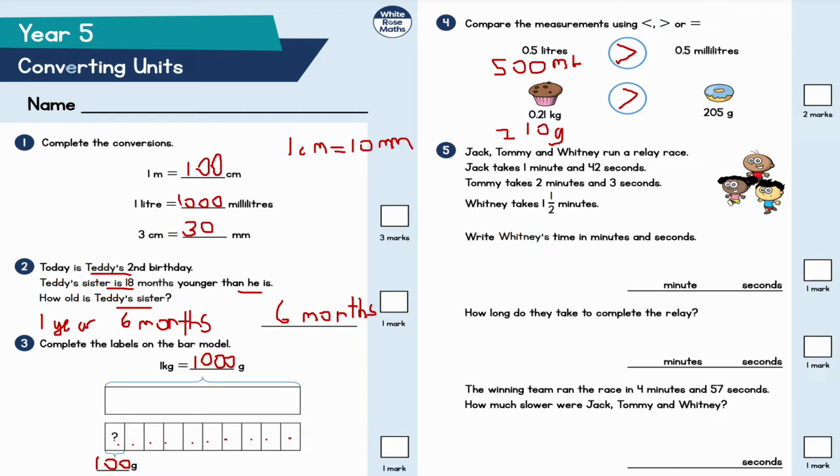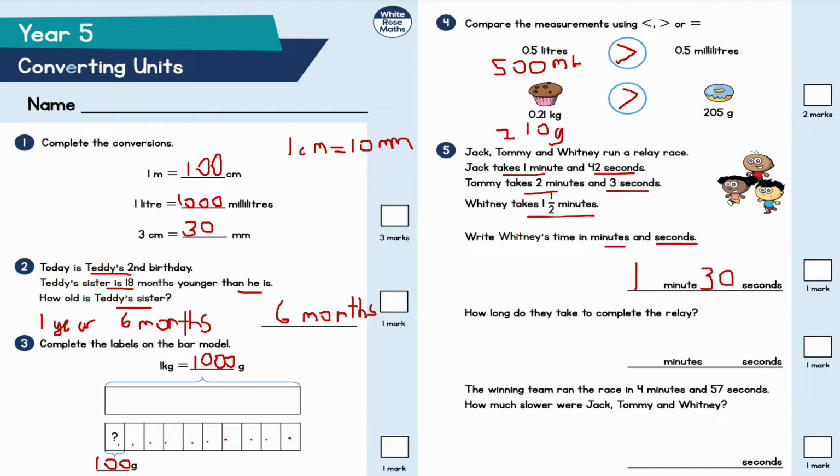This is question number 5, guys. Jack, Tommy and Whitney run a relay race. Jack takes 1 minute and 42 seconds. Tommy takes 2 minutes and 3 seconds. Whitney takes 1.5 minutes. Write Whitney's time in minutes and seconds. So it's 1 minute and 30 seconds, because half a minute, we should know, is 30 seconds. 1 minute is equal to 60 seconds.